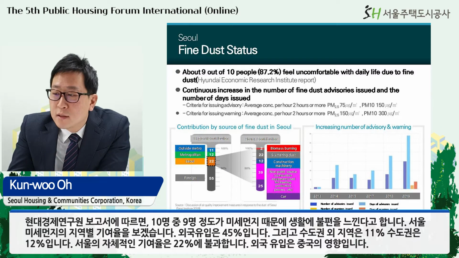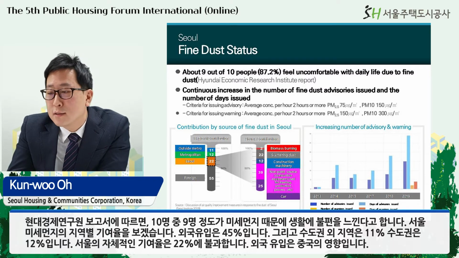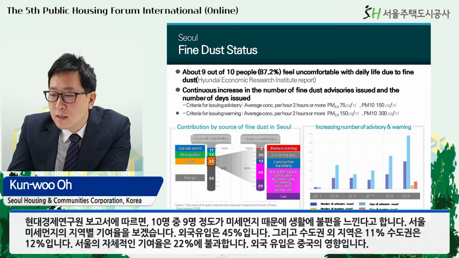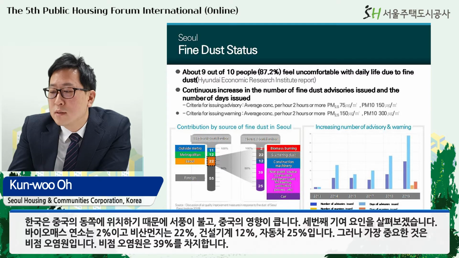Let's look at the regional contribution rate of fine dust in Seoul. Foreign inflow is 45%, outside the metropolitan area is 11%, the metropolitan area is 12%, and Seoul's own rate is just 22%. Foreign inflow is the influence of China, because Korea is located east of China. Because of the westerly winds, we have a big influence from China.